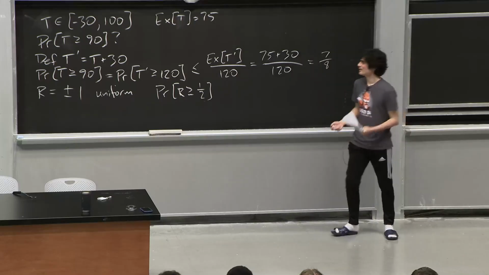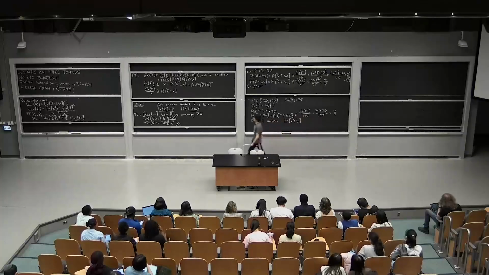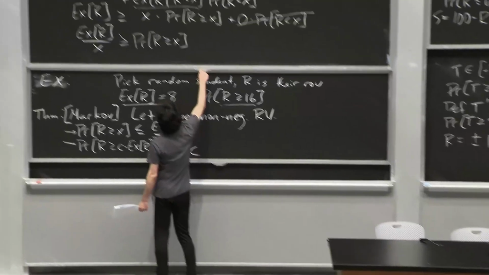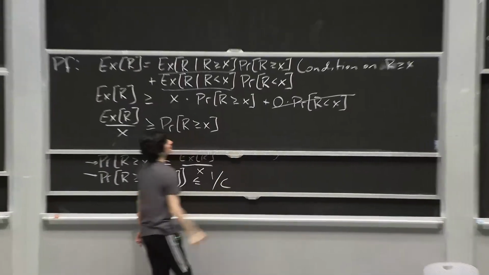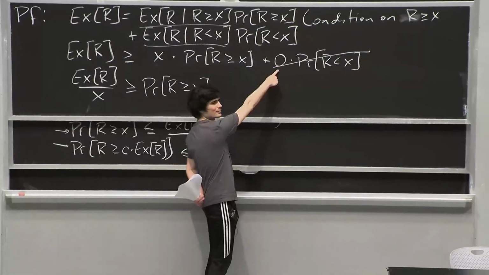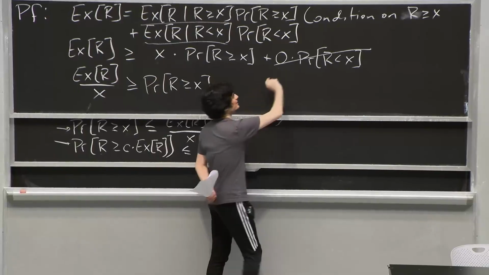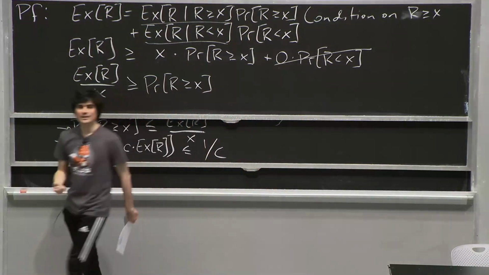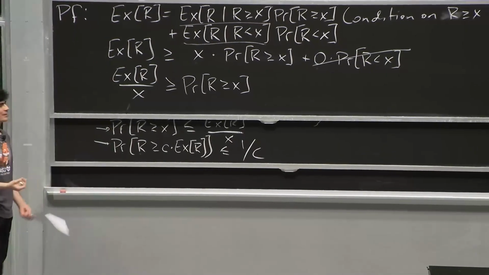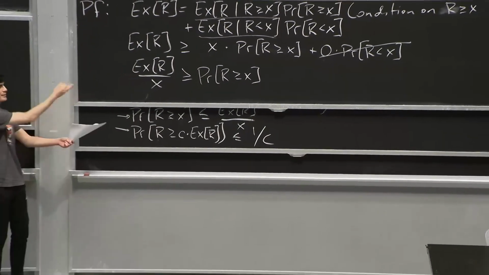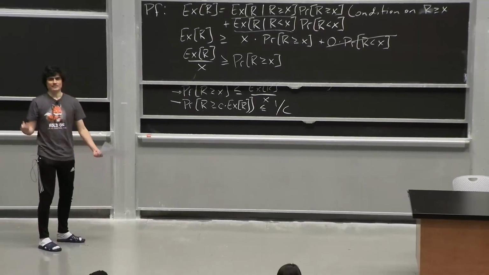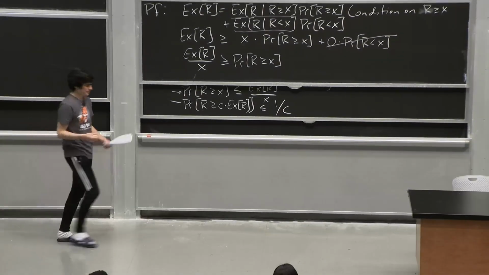So basically, in our proof, where was it? Here. If we get rid of the non-negativity constraint, then this no longer works. We can't discard this term, because if we don't know that the random variable is non-negative, we could in principle have a negative value there, which we can't get rid of.